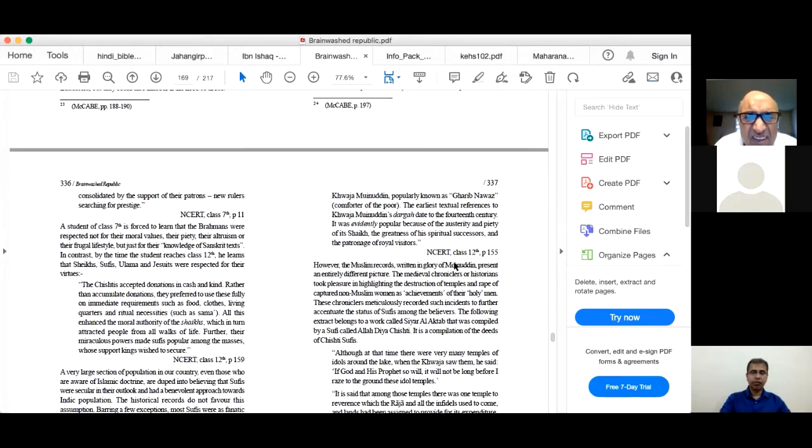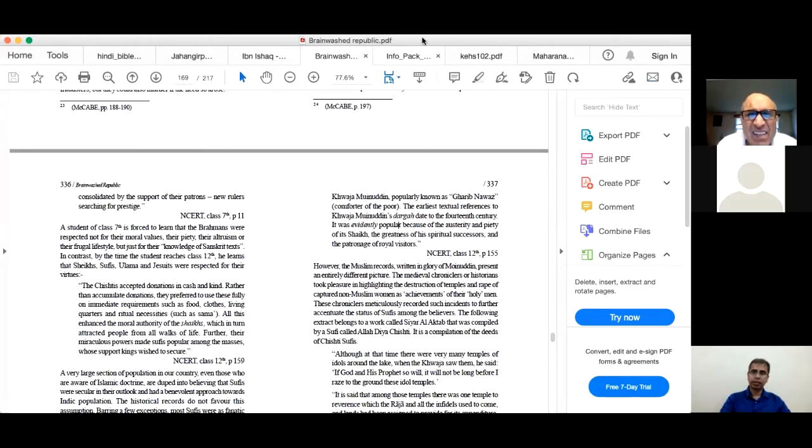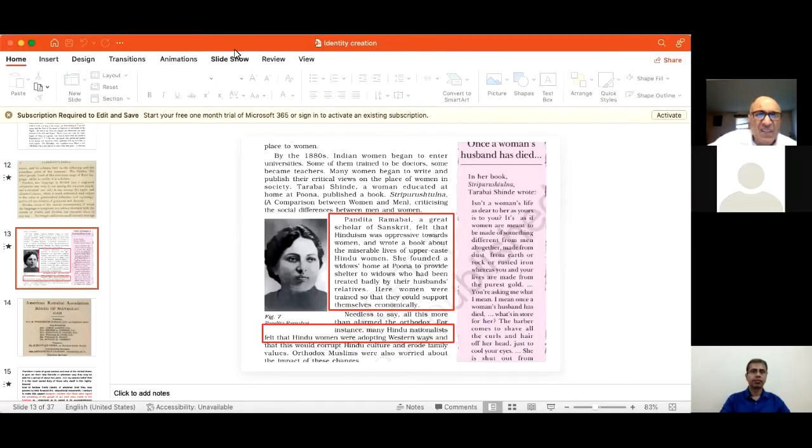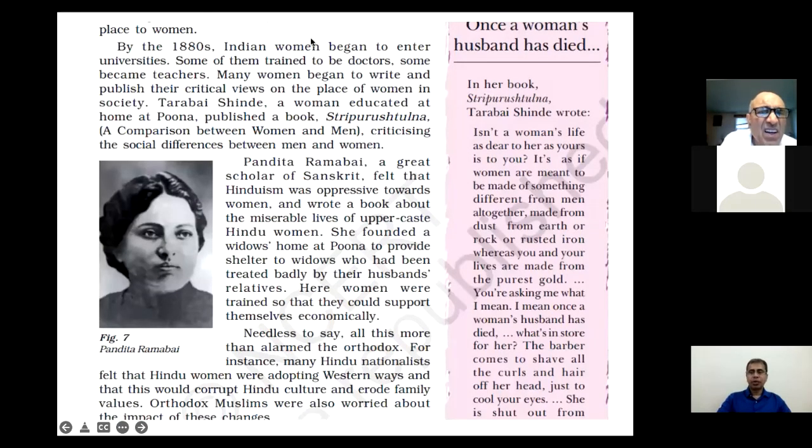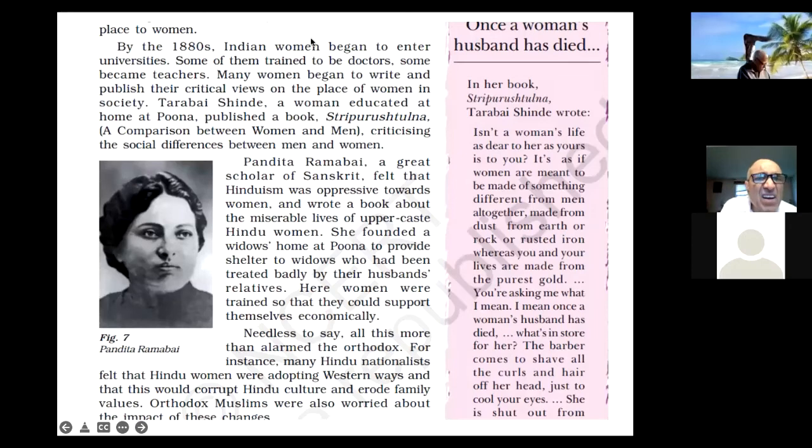That is the kind of portrayal of history which our students are day in and day out going through. I can keep on quoting examples. Okay, I'll just give you one more example for this. Okay, here we are. This is about a so-called social reformer, Pandita Ramabai. What are they teaching our students?